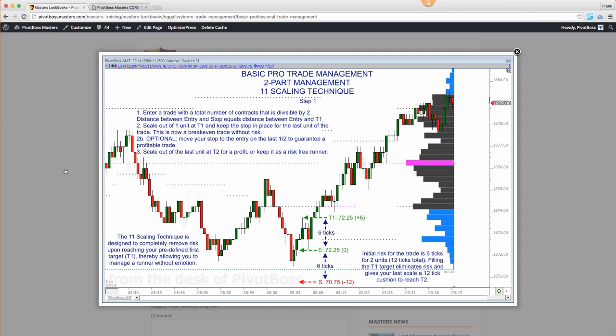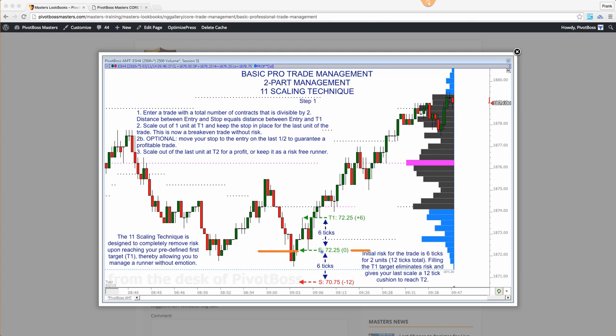This is the easiest one right here. Again, this is the scaling technique, and I call this one the free trade technique. This is the 2-part trade management technique called the 11 scaling technique. And it's called the 11 because you have 2 units. You have 1 unit here and 1 unit here, and you scale them in half positions. So whenever you enter this trade again, say you see that rejection here, say there's an imbalance here of some sort, whatever it is, you get into the trade at 72.25.